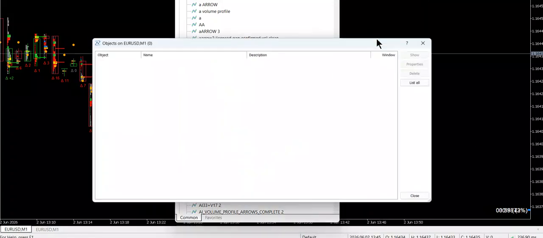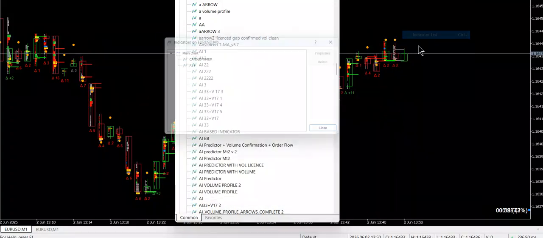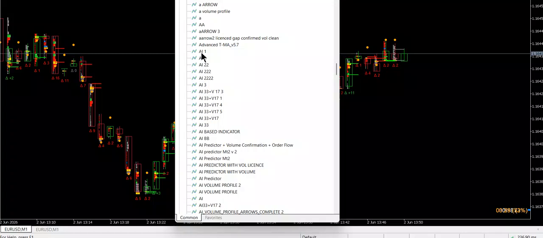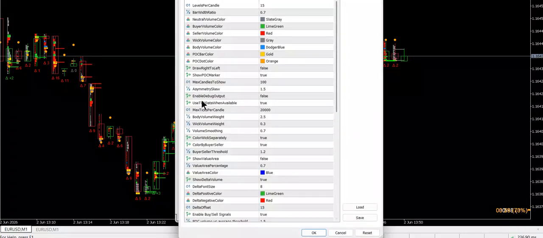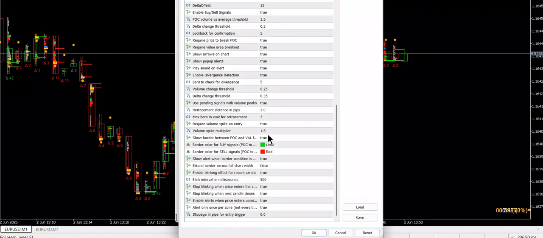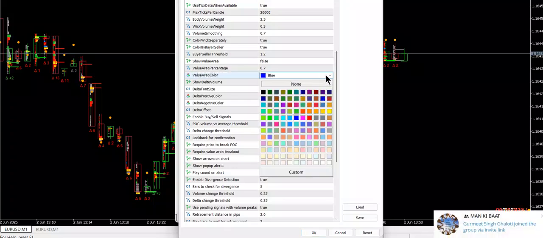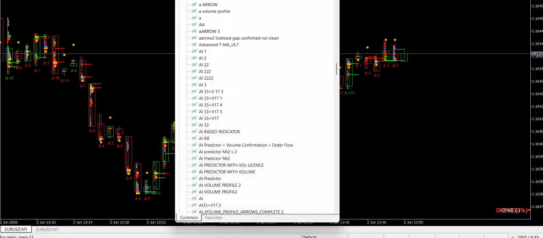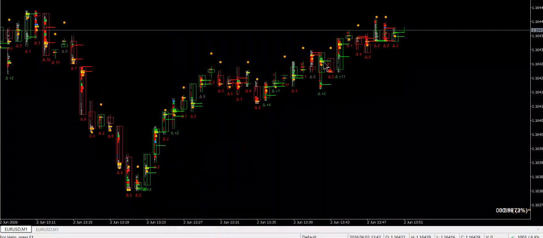Let me check which indicator it is. Then apply the AI1 indicator. I am providing this in the Telegram channel. Okay, and these are the settings. You can adjust the things here. You have so many options, but I would not like the value area here, so I will change the color to none here. Then I will click OK, and now my chart is like that.